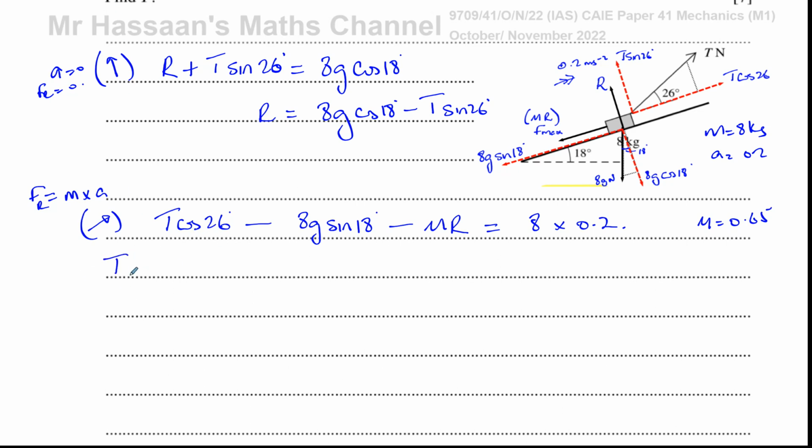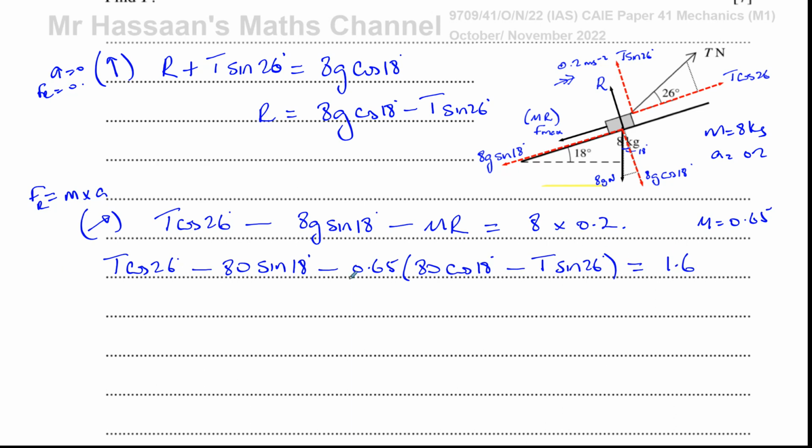So I have t times, I'll leave this as cosine 26. I'll leave that until the end. I don't have to write all these decimals down. Minus 8g. Now 8g is 10, remember? So you have 80 times sine 18 minus 0.65 times r. Now r is equal to all of this. So you have 8 times g, which is 80, cosine 18 minus t times the sine of 26, and that's equal to 8 times 0.2, which is 1.6.